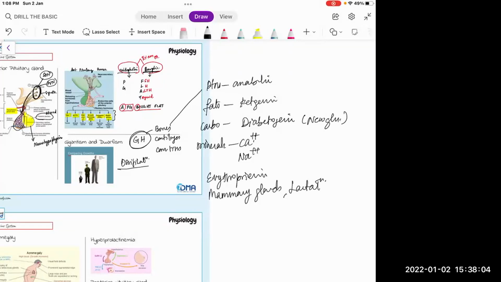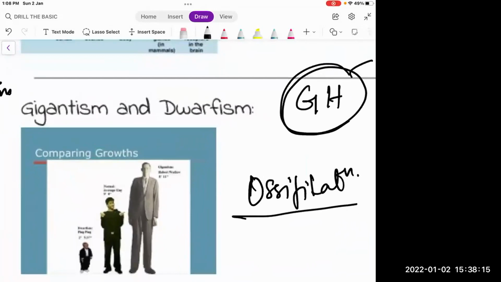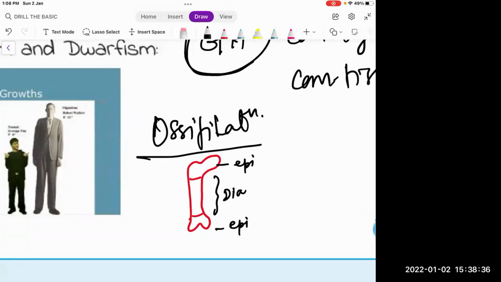So if you have some defect in the functions of the growth hormone, either hypersecretion or hyposecretion, you term it as gigantism and dwarfism. So we have seen this plays a major role in the ossification of the bones. So for example, if you take a bone, okay, you have epiphysis, diaphysis. During the bone formation, normally there will be the fusion of epiphysis with the diaphysis.